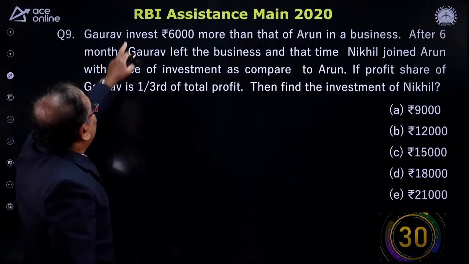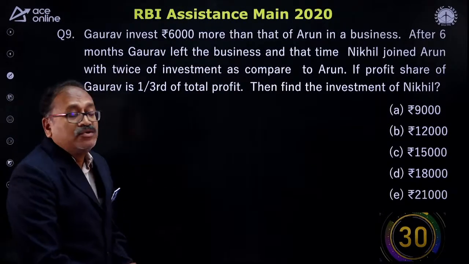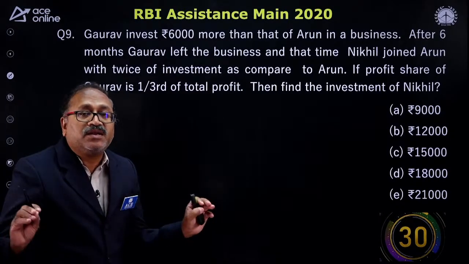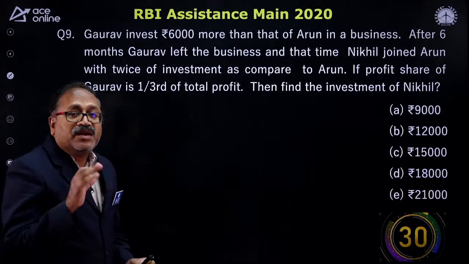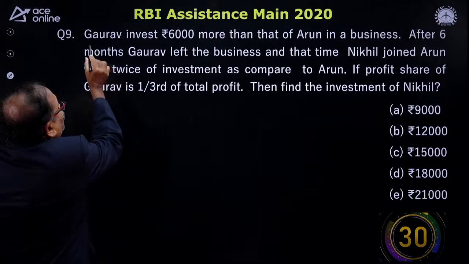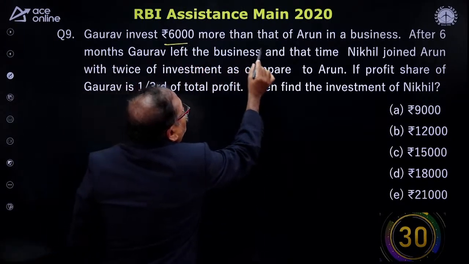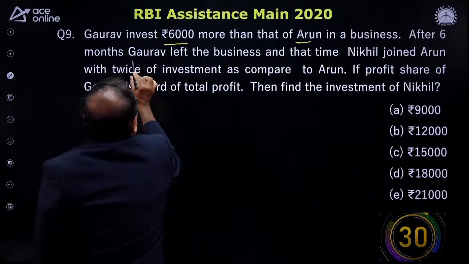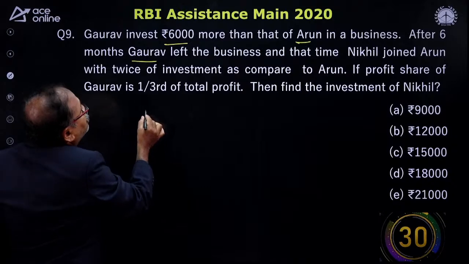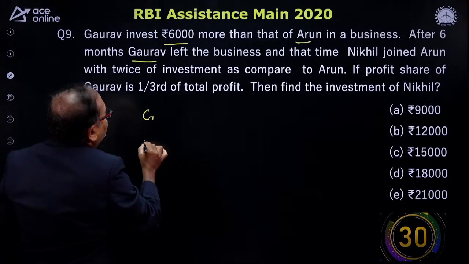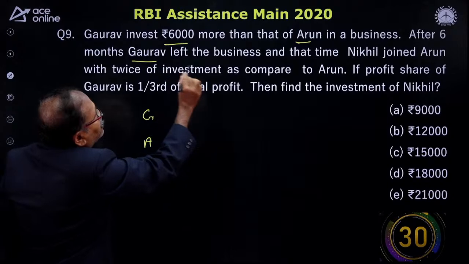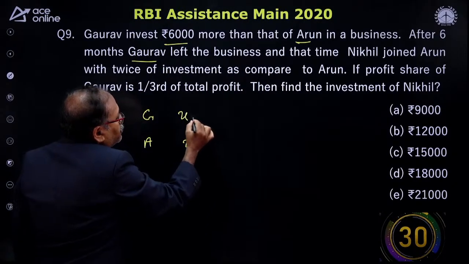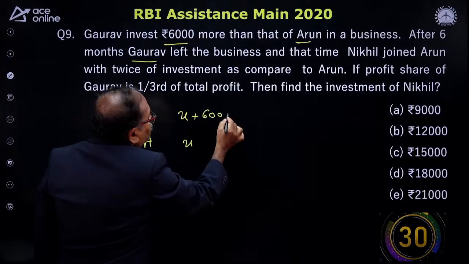What is this next question? I am discussing RBI Assistant Main 2020 and you are so nicely answering the question. Some of you will definitely clear this year exam and I wish everyone should clear. Now, Gaurav invested ₹6,000 more than Arun in a business. After 6 months, Gaurav left. So let's write down over here. This is Gaurav, this is Arun, and more than Arun. So if Arun invested X rupees, Gaurav invested X plus 6,000 rupees.